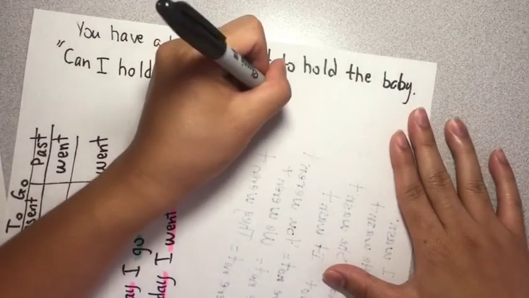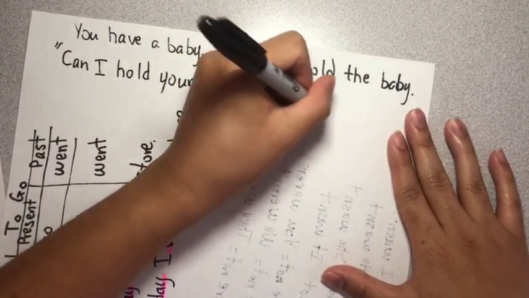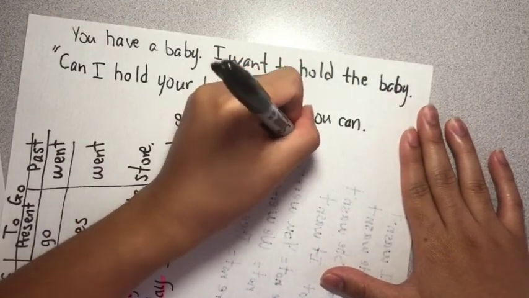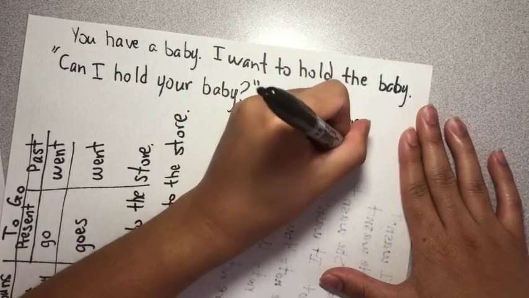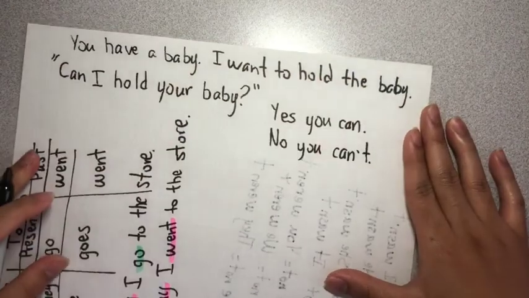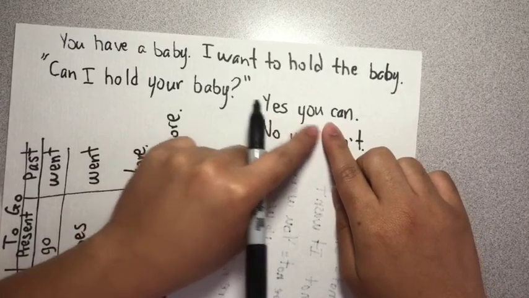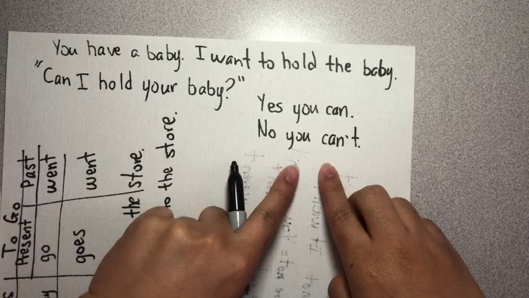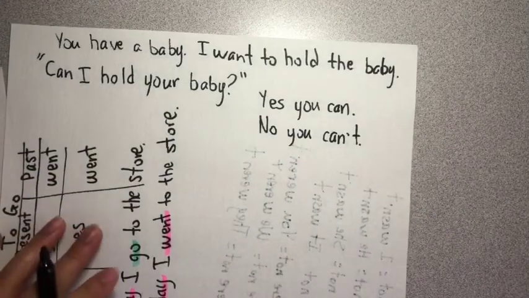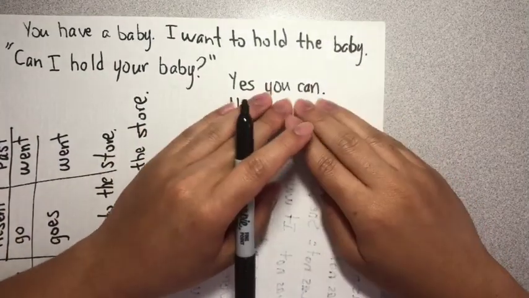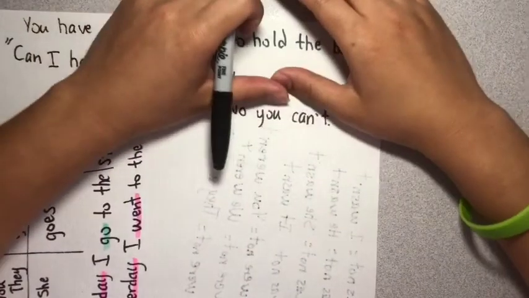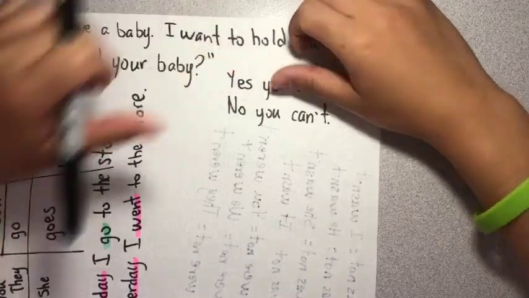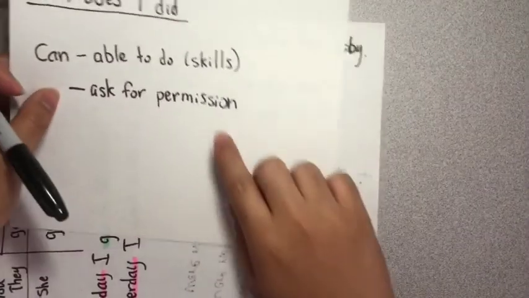So you say, yes, you can. Or you say, no, you can't. Here you're saying, yes, you can hold my baby. Here, no, you can't hold my baby. I don't want you to hold my baby. So here, you give permission. You let me hold your baby. Here, no, you can't. You do not give me permission. I cannot hold your baby. I don't have permission.